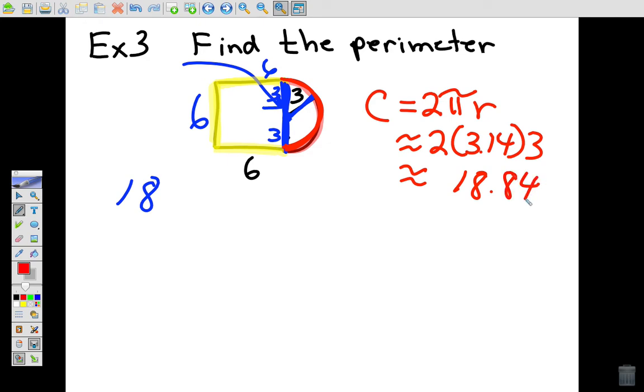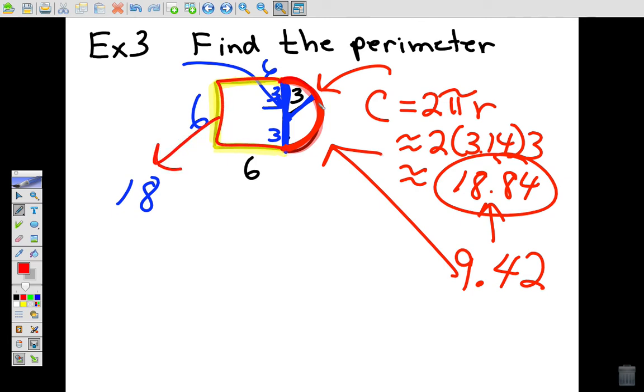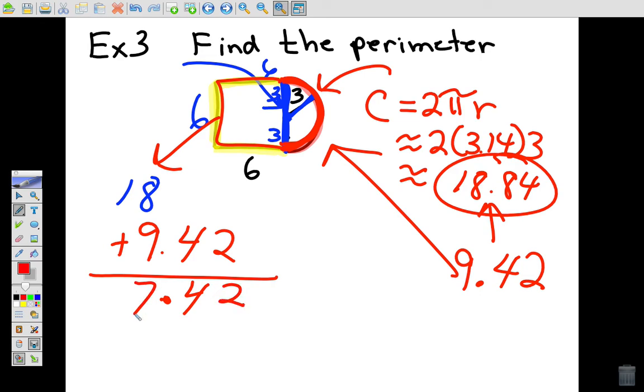But that's the circumference of a full circle. I only have half a circle. So divide this in half. So it's 9.42. So the distance around this half a circle is 9.42. So what was the distance around this part? 18. This part, 9.42. I add the two parts together, and I get 27.42, and it's units since we didn't actually have a label on that. So 27.42 units around that.